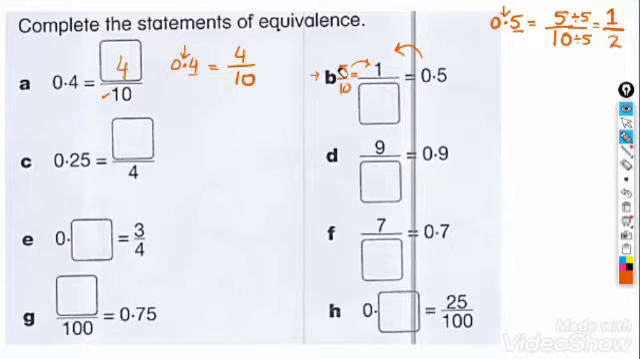Now this 1 upon 2 is obviously fitting here. So 1 is present in the numerator, so you will put your 2 here. So your fraction will be completed. 1 upon 2 is equal to 0.5.